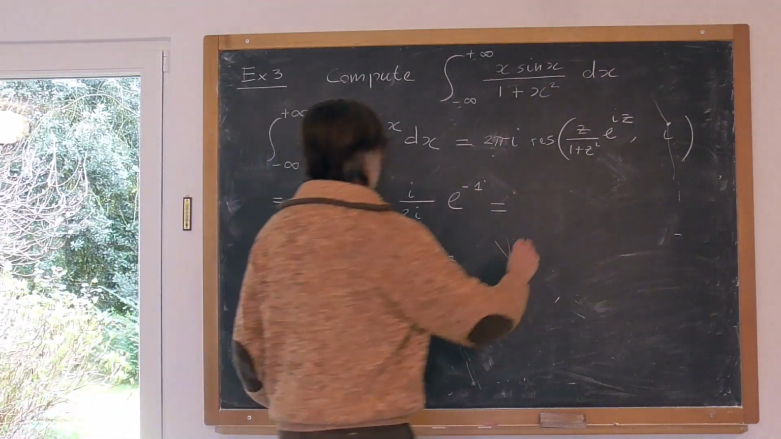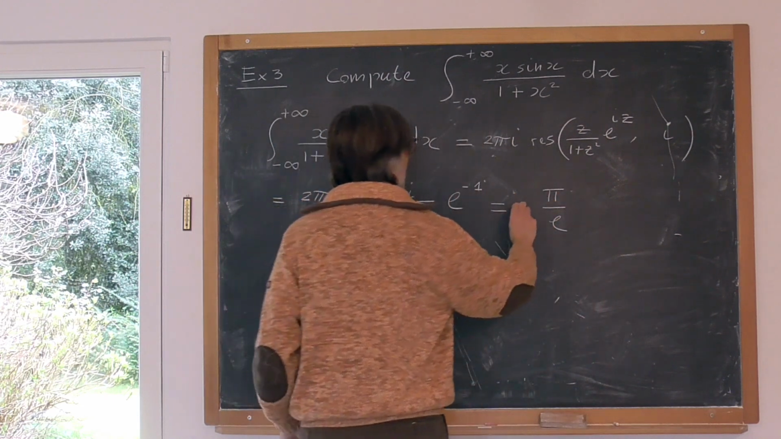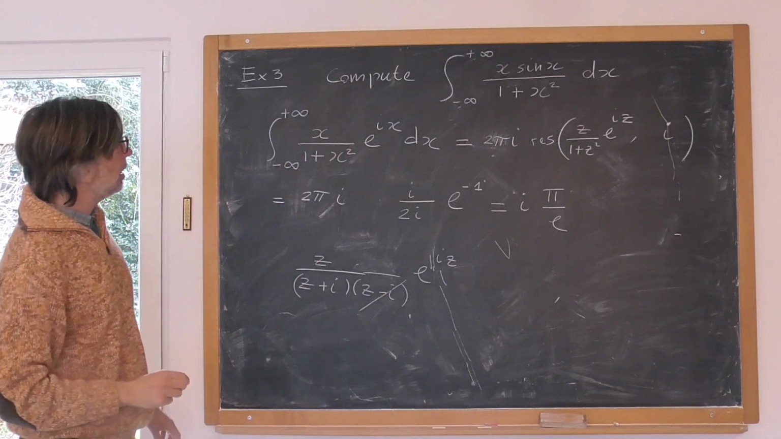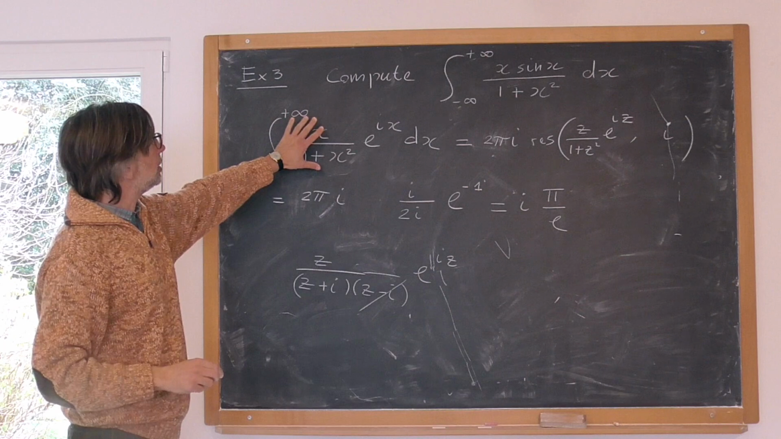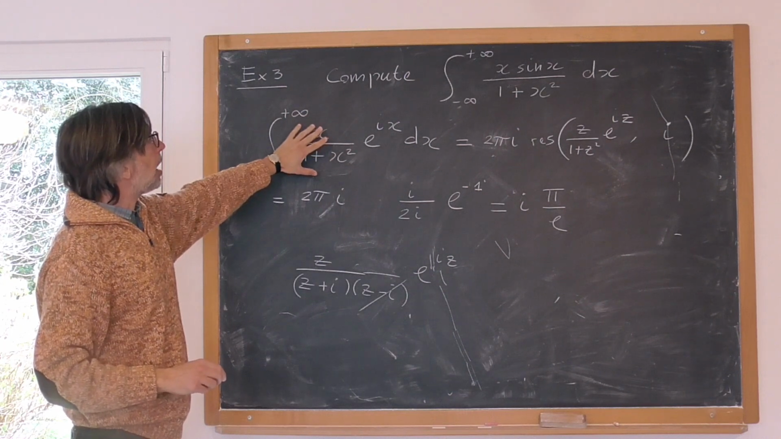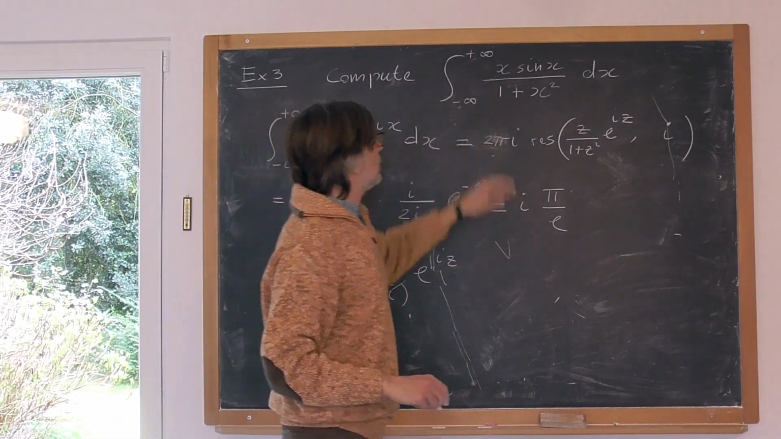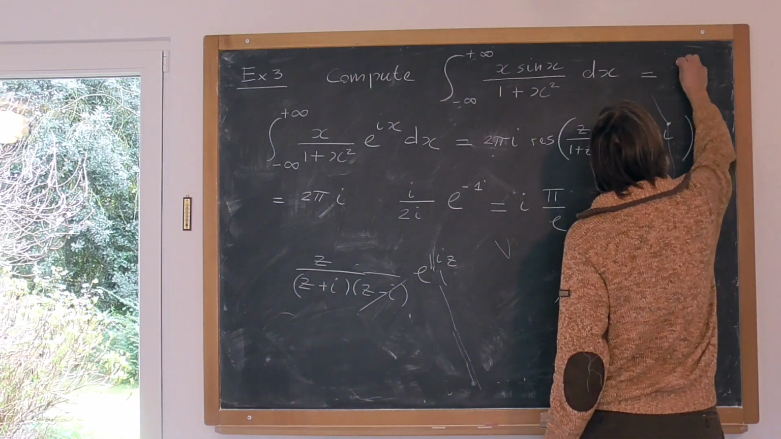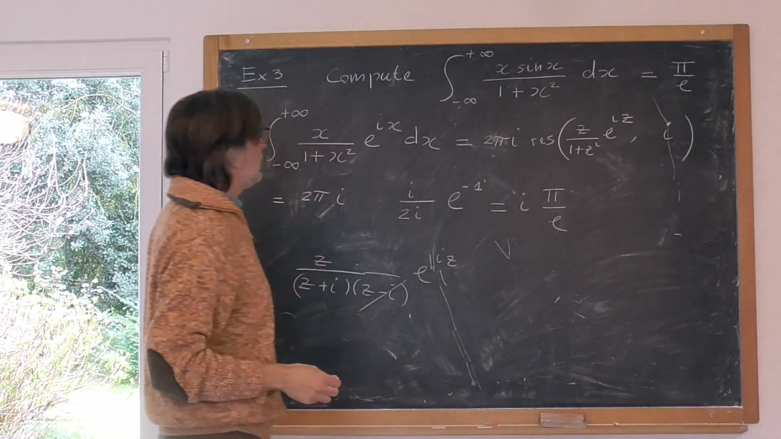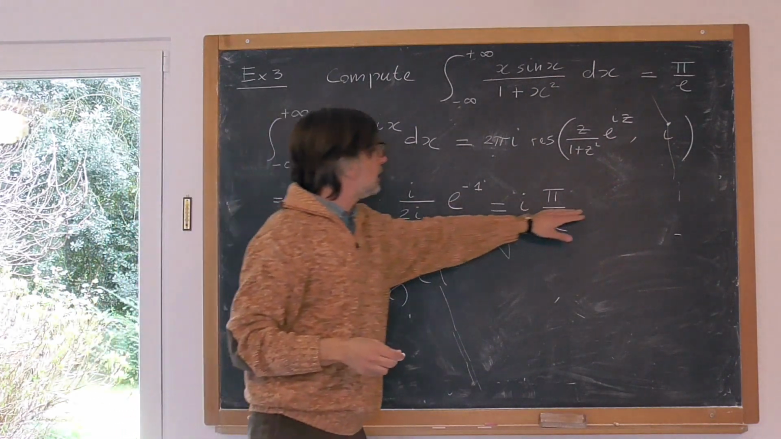Okay, so this is pi divided by e, and there is still an i in front: i times pi divided by e. So this is the value of this integral, and its imaginary part will give us exactly the integral we want. So the value is pi divided by e. Okay. Notice that the real part of this integral is 0.